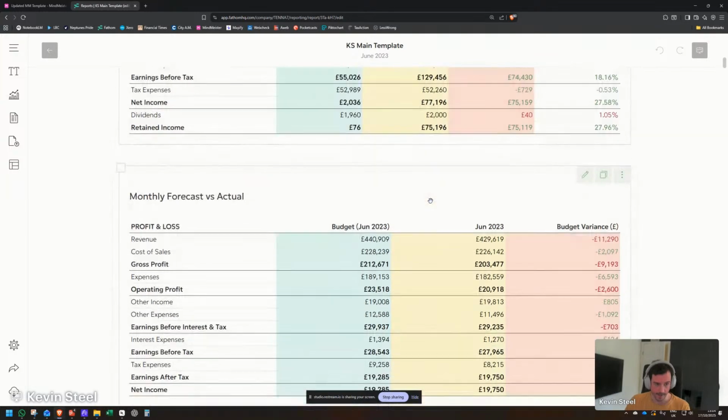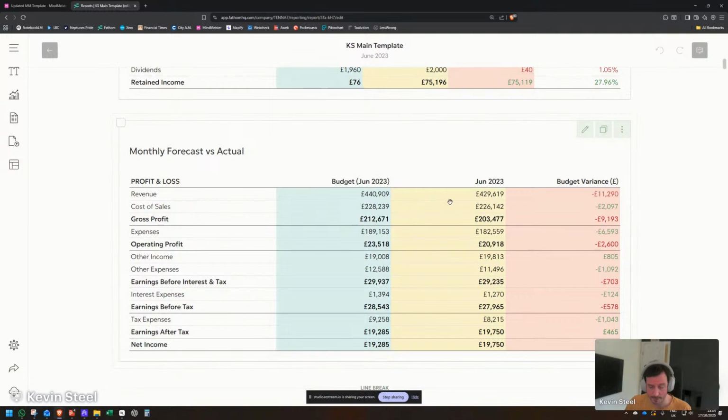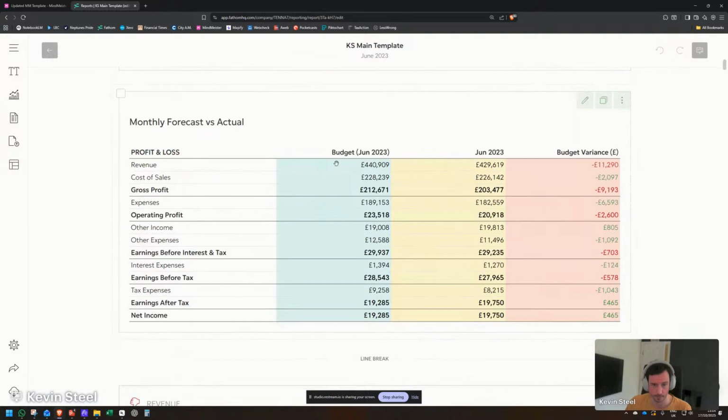And then we would do that on a monthly basis as well. So for the month of June, in this example, our revenue forecast was 440K. We achieved 429, a variance difference of 11K. So then we would want to find out why. We might need to speak to the sales team.